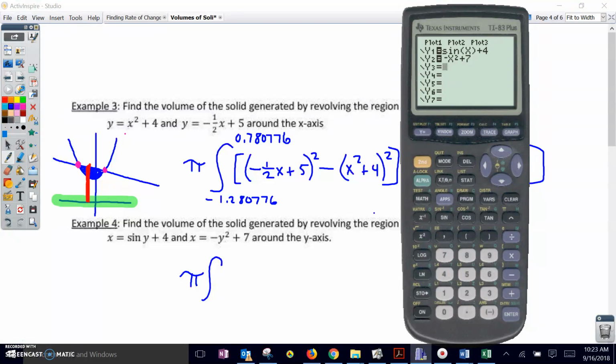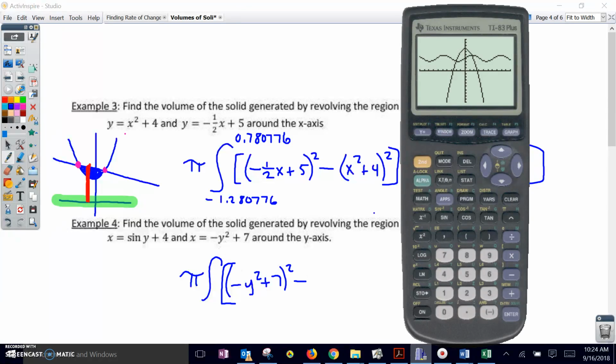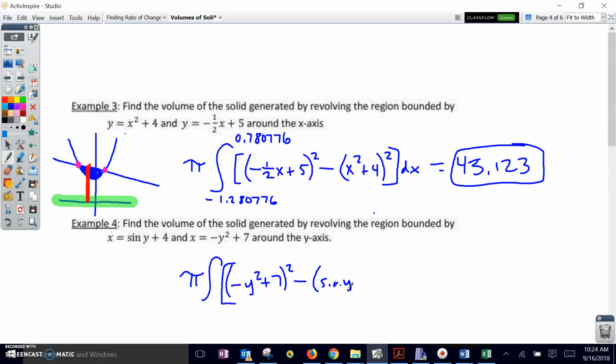When I graph these on my graphing calculator, all I'm doing is taking the inverse. So I'm going to gather the information by comparing it to the x-axis. I look at the graph, and the parabola forms my outer boundary, and so my outer radius is going to be from the parabola. So negative y squared plus 7 quantity squared. And my inner radius is going to be from the trigonometric function, so that's sine y plus 4 quantity squared.